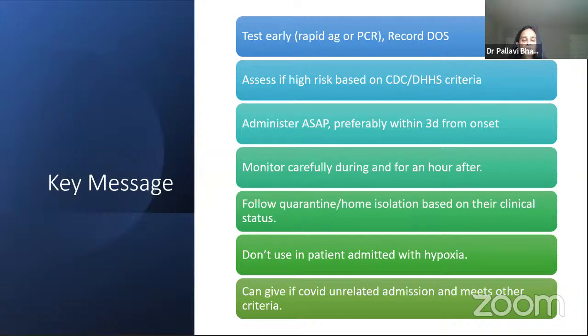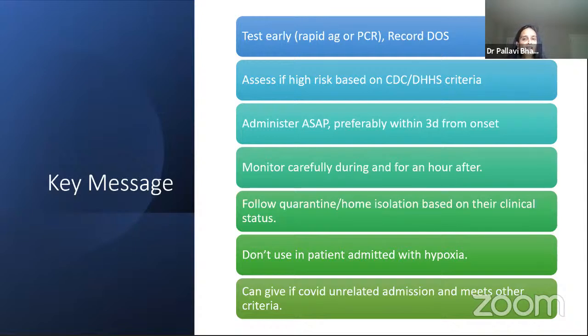So what are the key messages for monoclonal antibody use? You have to test early, because the greatest benefit is when given within the first 3 to 4 days. Because as you have all seen, sometimes you're seeing hyperinflammation as early as day 6 and day 7 and hypoxia setting in. So test early at the onset of symptoms and make sure you know what was the day 1, because there are patients who have headache, body ache, sore throat, cough, but the day 1 is counted as the day of fever.